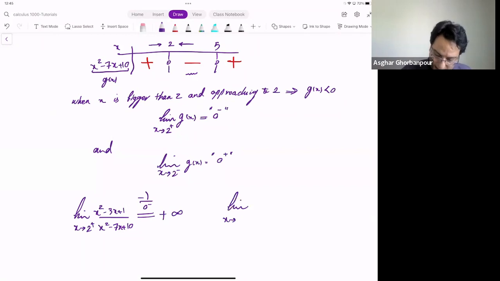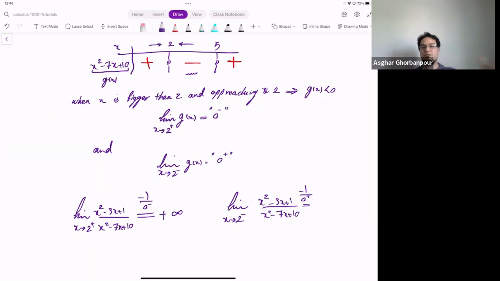The limit of this function as x approaches 2 from the left: the numerator will be negative 1. The denominator, we're getting closer to 0, but we are using positive values. So 0 plus, we have a meaning for that. Outside this class, it may not have any meaning. But here now you have negative times positive. The function will grow big and big negative as we get closer to 2 from the left.